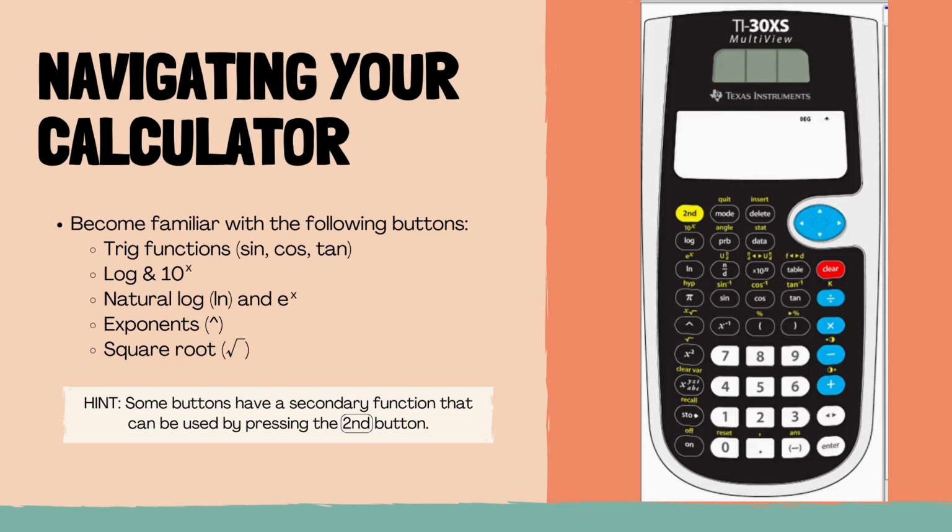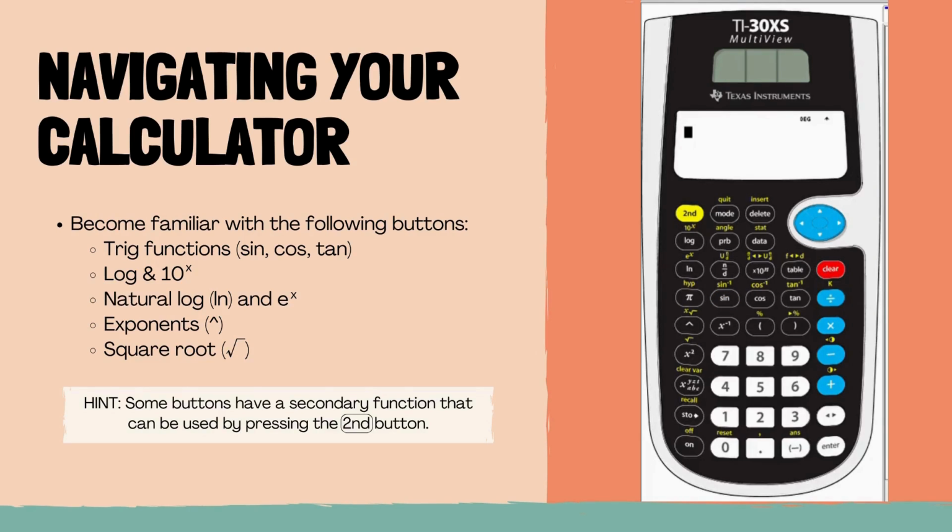And if I wanted to do the inverse sine or arc sine, then I can press the second button, which is all the way up in the left-hand corner, and then I can press sine, and that'll give me its inverse. Similarly, it will give me the inverse of cosine and tangent if I press second and then those buttons.